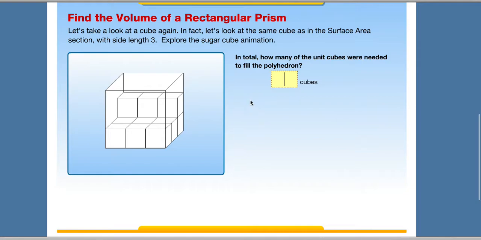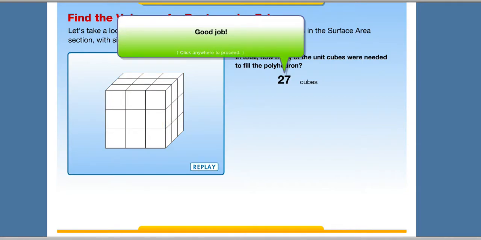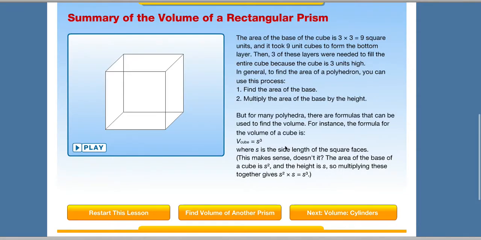In total, how many unit cubes were needed to fill the polyhedron, our three-dimensional figure? That's our second layer, and this is our third layer. So 9 at the bottom, 9 in the middle, and 9 on top. So there are 27 cubes. Basically, when you talk about volume, it talks about the number of cubes that will fit in a three-dimensional figure. And that's the reason why the unit is cubic units.